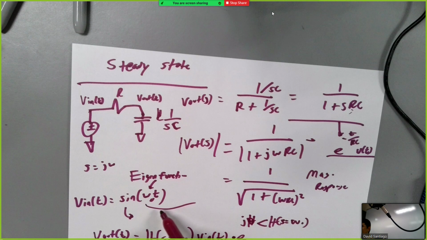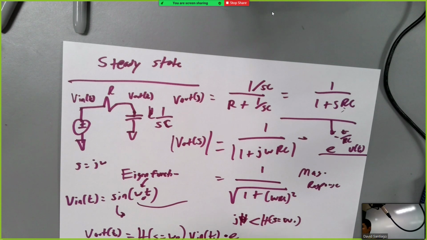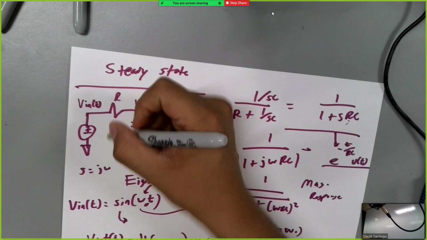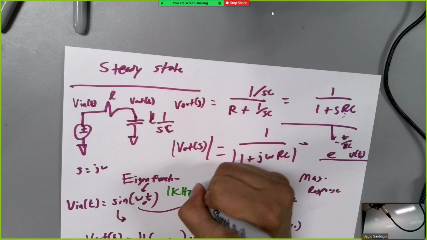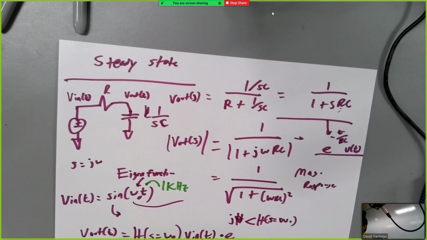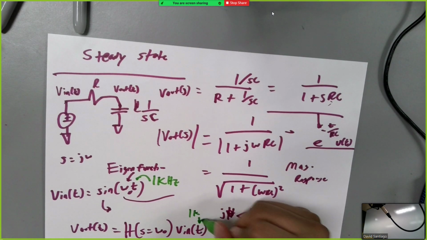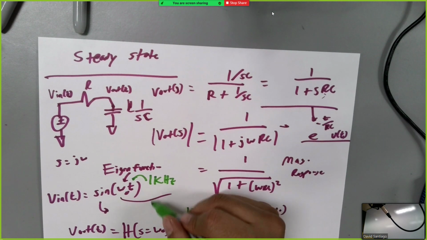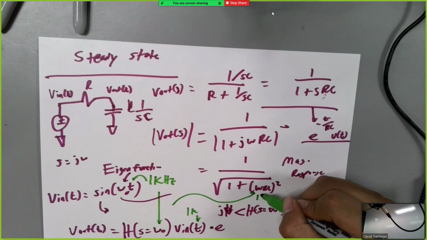So he's going to give you an eigenfunction like sine, something periodic. It's going to be real, definitely going to be real. So if it's like 1K, let's punch in numbers. 1K. What's the output frequency? It's going to be 1K. So that means punch in 1K.